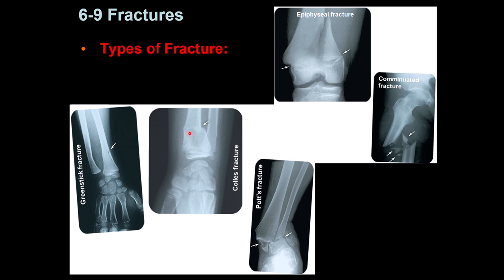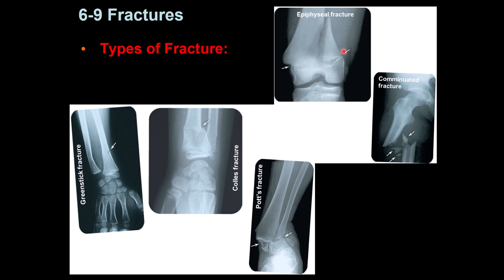Colles fracture is if you fall with an outstretched hand. This is one of the bones in the forearm. The distal part of that bone, this is called the radius. This is where it fractures.